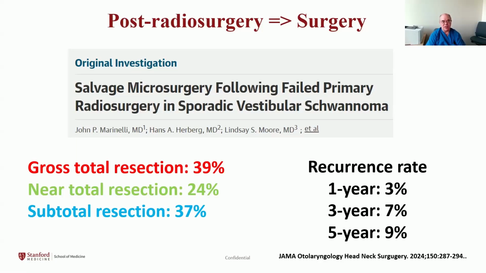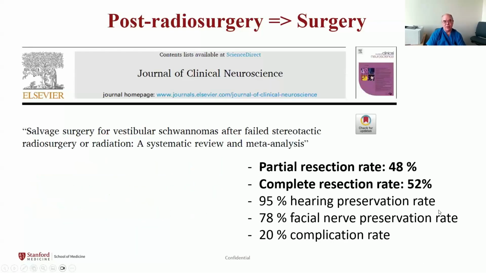A couple of things you can see from this data is that about 2/3 of the patients have less than a complete resection. That may be because the radiation created some post-radiation effects, some scar tissue, some variation in the anatomy that made it more difficult to resect. But even in this patient population, the long-term control rate is still pretty good. If you have surgery after radiosurgery for your acoustic neuroma, you still had a pretty good long-term control rate, meaning 90% at 5 years of the patients still had control of their tumor.